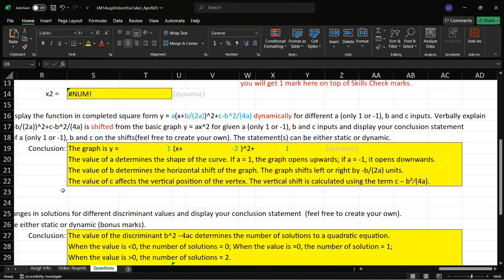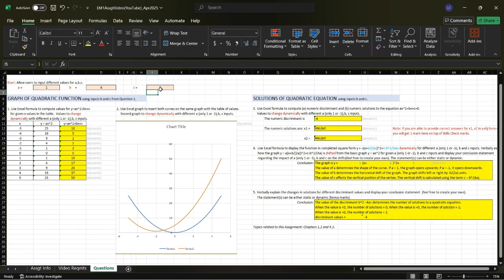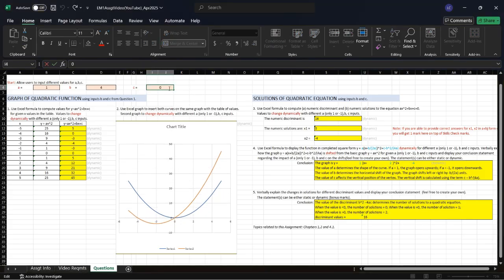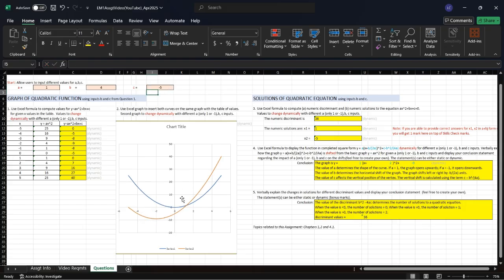Okay, so now comes to C. The value of C affects the vertical position of the graph. The vertical shift is calculated using the term C minus B squared over 4A. Okay, so when C equals 5, the y-intercept of the graph is 5. And when C equals 0, the y-intercept of the graph is equal to 0. And when C equals -5, the y-intercept will be -5.